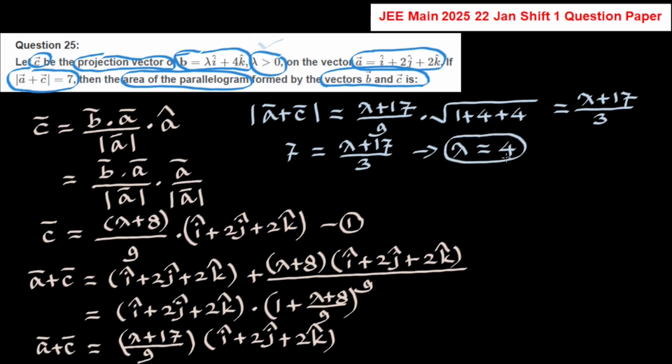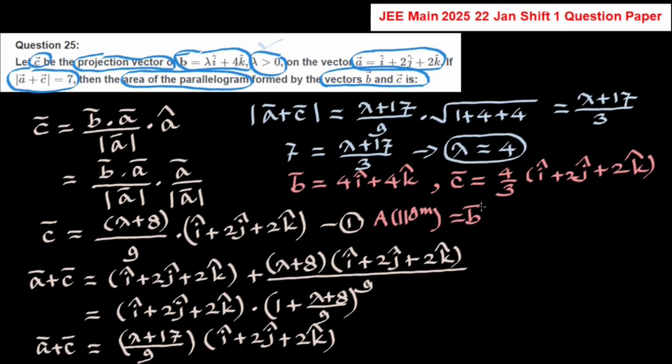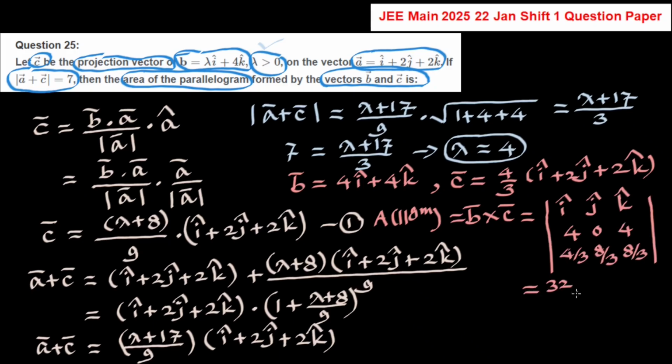With lambda equals 4, B bar becomes 4 I cap plus 4 k cap, and C bar is 4 plus 8, 12 upon 9, 4 upon 3 into A bar. Now area of parallelogram is mod B bar cross C bar. Determinant I J K, 4 0 4, 4 by 3, 8 by 3, 8 by 3, that equals 32 upon 3 I cap minus 16 upon 3 J cap plus 32 upon 3 K cap, which equals 16 upon 3 into 2 I cap minus J cap plus 2 K cap.